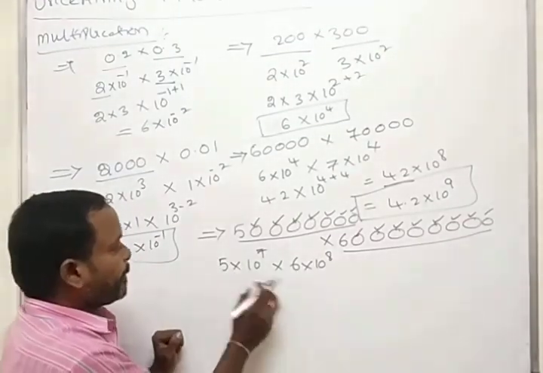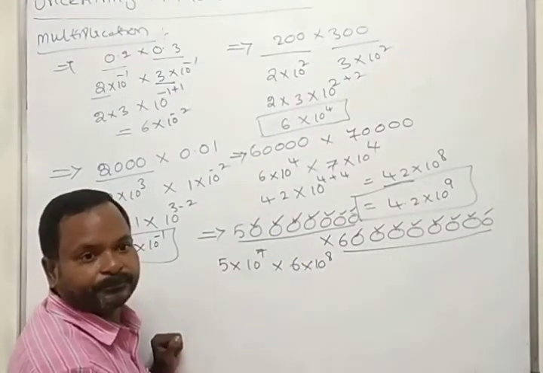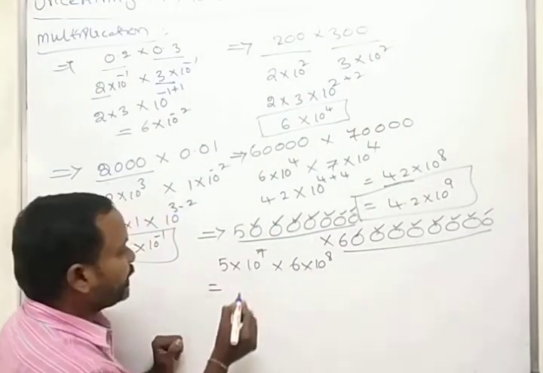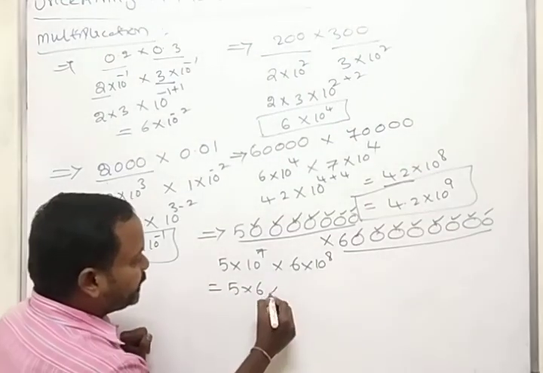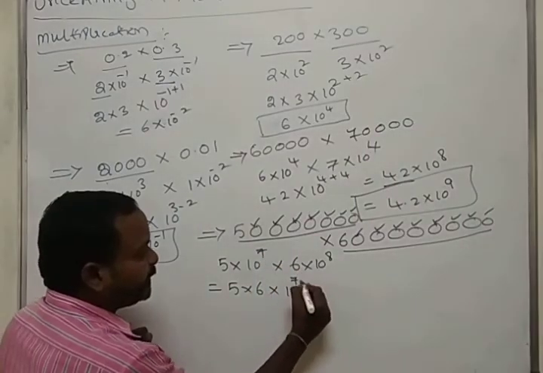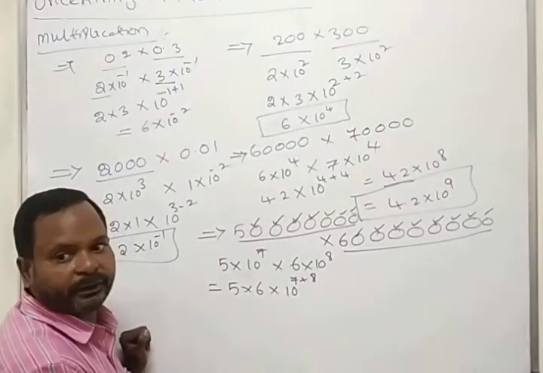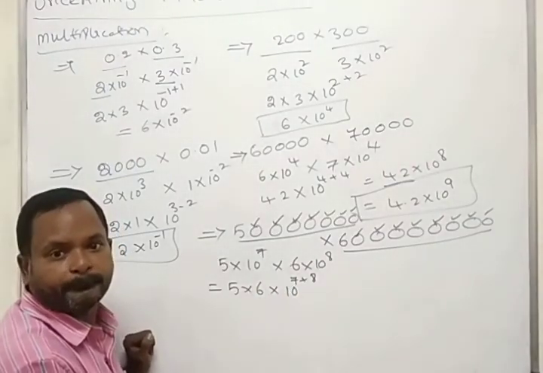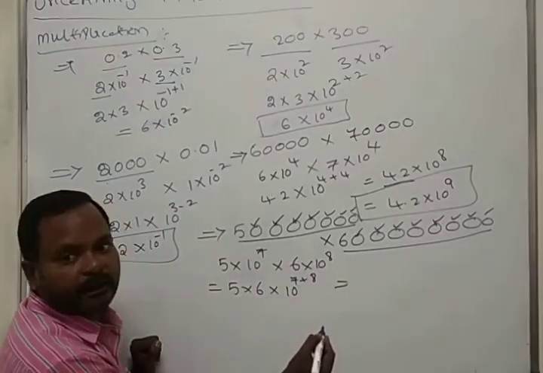Okay. 5 into 10 to the power of 7, 6 into 10 to the power of 8. Now what is the value here? First write 5 into 6. Next, 10 to the power of 7 plus 8, since all exponents are in multiplication. What is the value? 5 into 6 is 30.